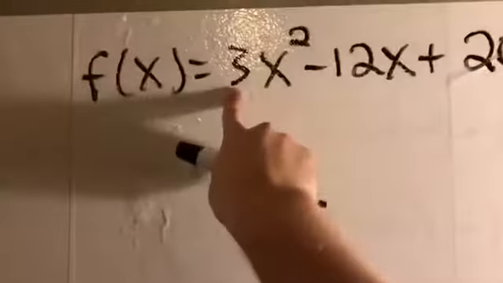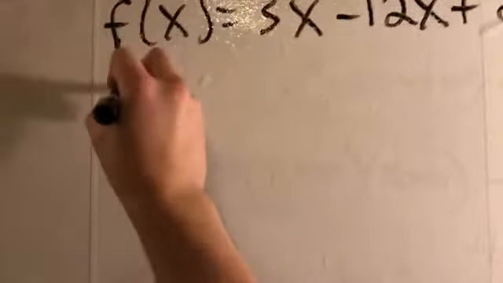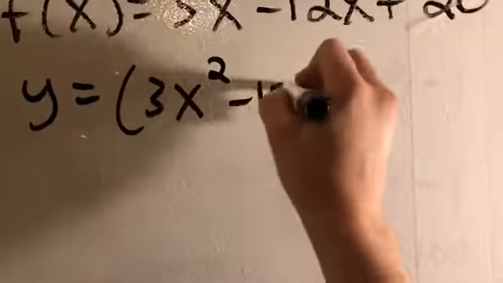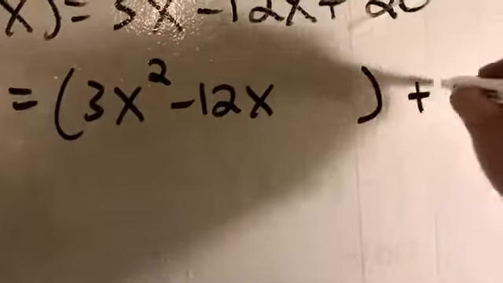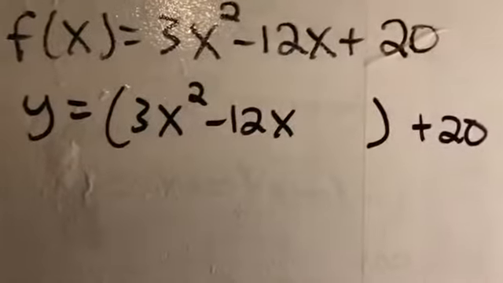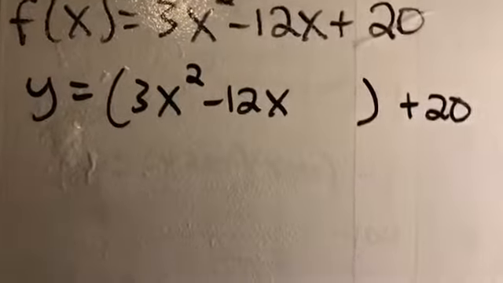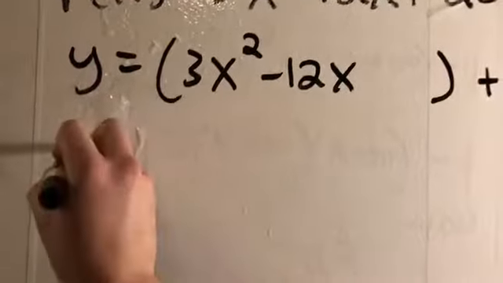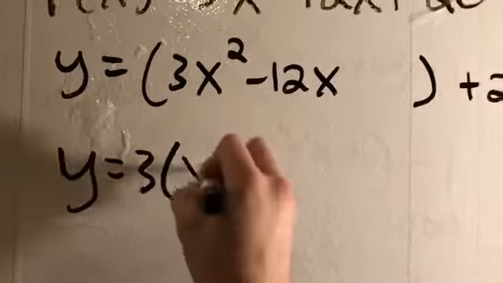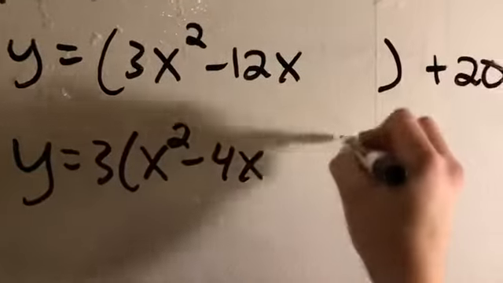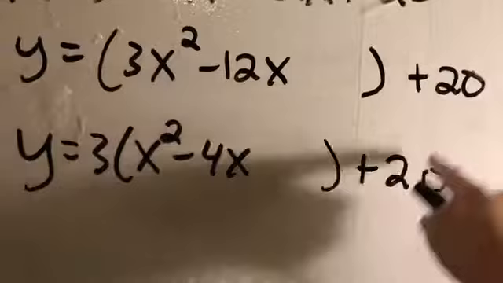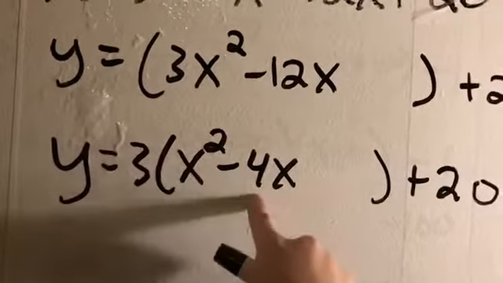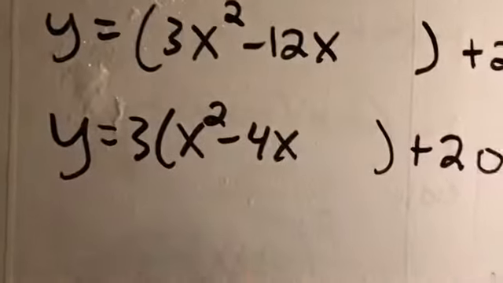What about when we have a number with x squared? Our first two steps are still the same. Y equals, group your variables, leave some space, leave your 20 in the cold. The 20 is not involved in this next step. Before you can complete the square, this needs to be 1x squared, so we're going to factor out that 3. But that 20 is not affected. So 3 times x squared is 3x squared, and 3 times -4x is -12x, so I factored that correctly.